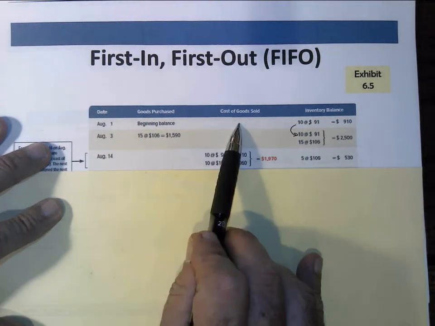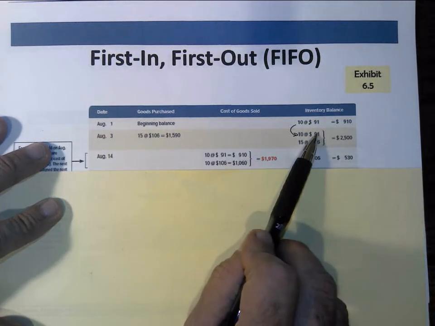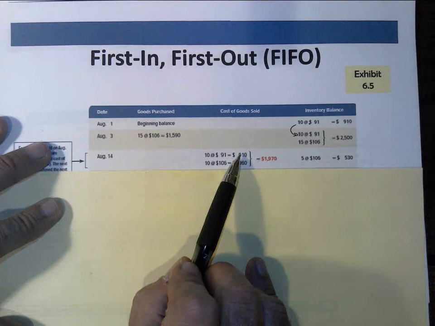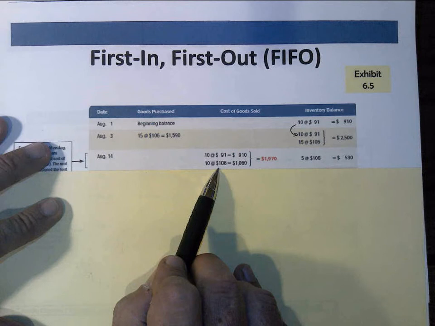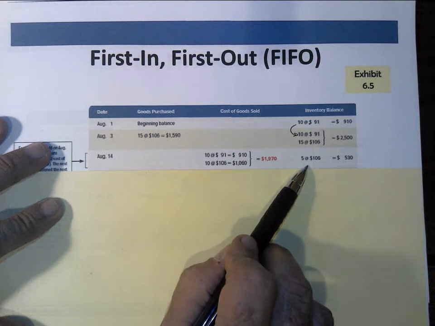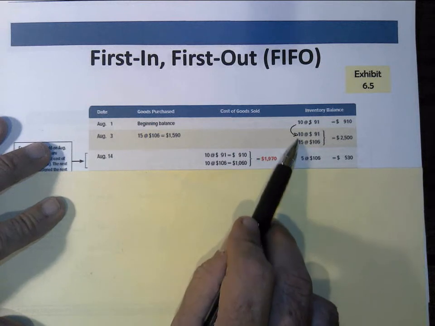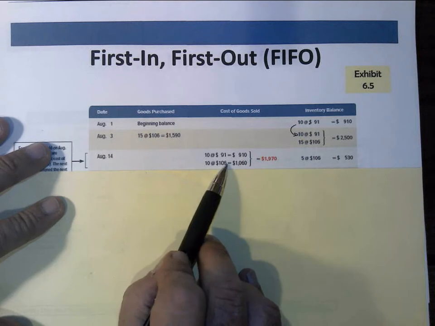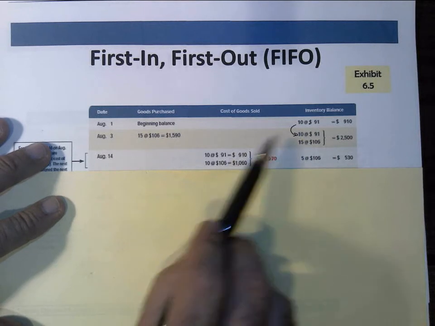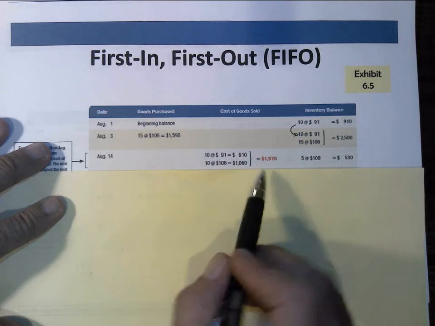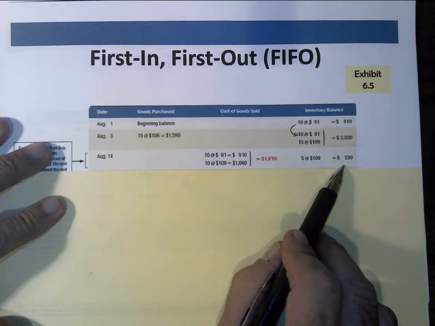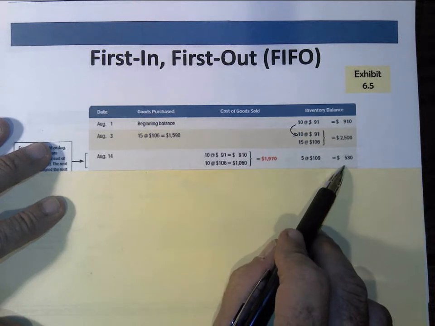So if you look at that, the stuff we sold was what? We sold all of the $91 layer. That's all gone, right? And I had 15 of those at $106. I sold 10 of them, so that means I have 5 of them remaining. And I kept the integrity of those layers. I always knew which was first and which was next. When I went to sell things, I started where? First in, the oldest layer, the top layer, right? So there's my cost of goods sold for this sale, and there's my ending inventory.